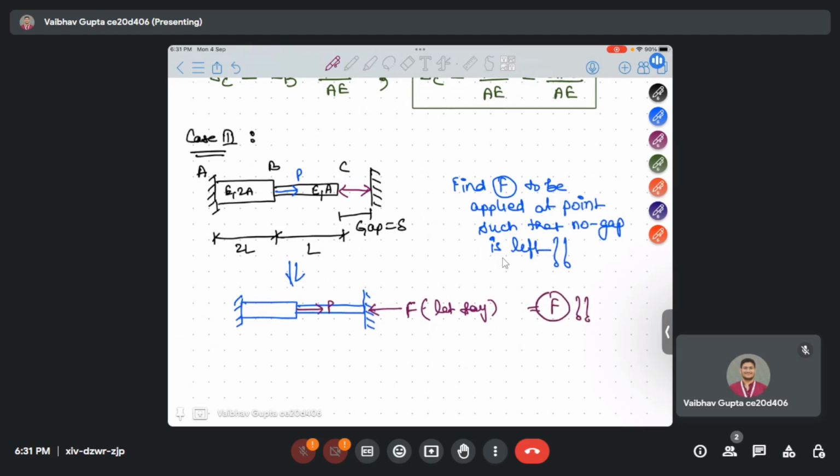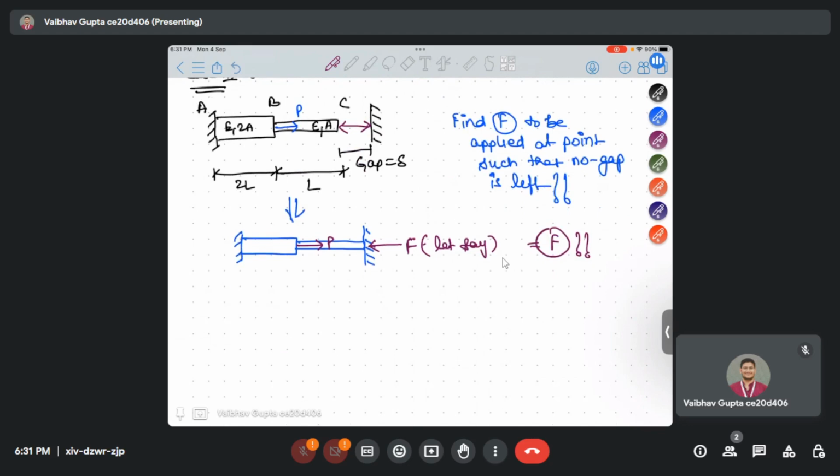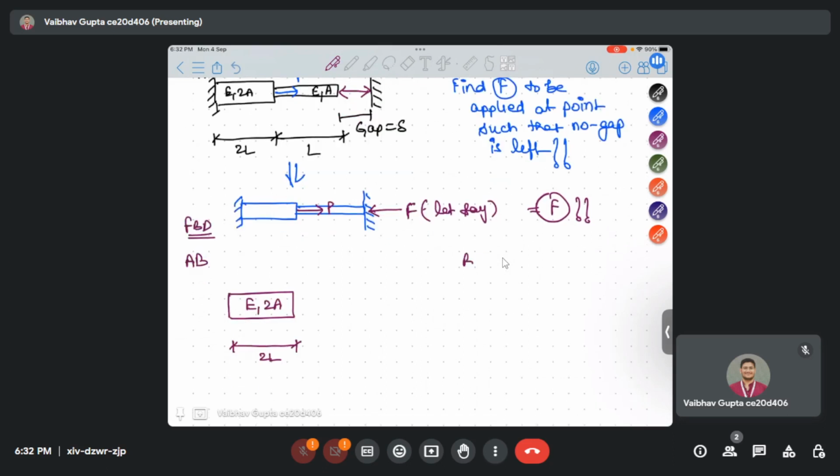Already a force P has been applied. So how will we do this case? Suppose I draw the free body diagram. First for AB, E, 2A, length 2L, then BC, length L, E, A.